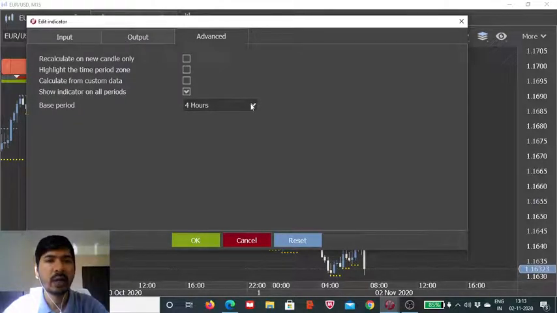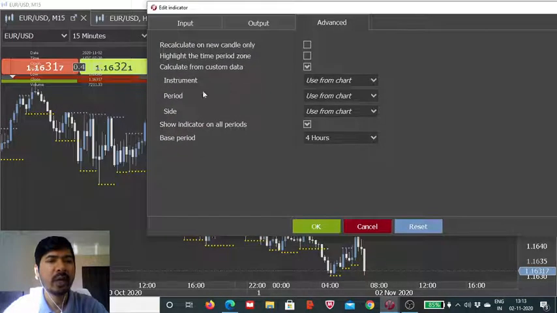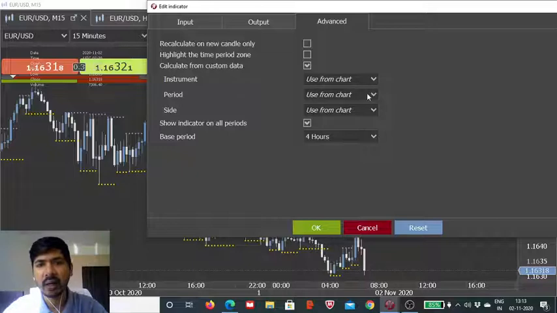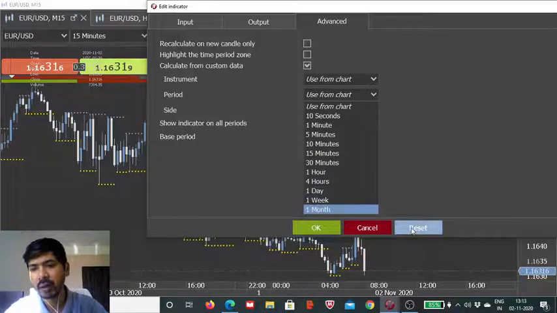Okay, so the base period has been defined at 4 hours, and we are using the data on the chart to calculate this. All these input parameters have been defined as per the charting, which means we are using the period of 15 minutes for these support and resistance levels, the side is the bid side, and the instrument is Euro USD. We can change it, and if we want to change the time period, we can change that. We can customize everything.